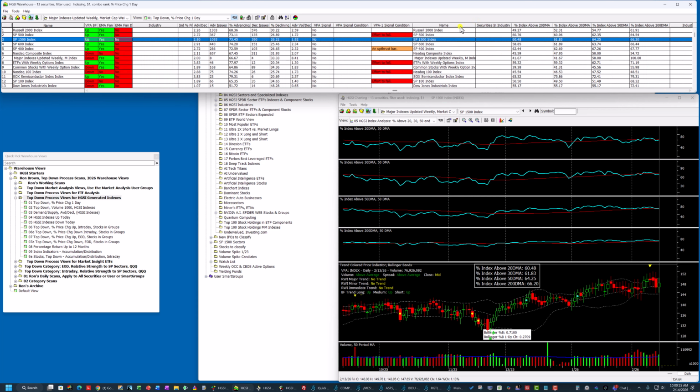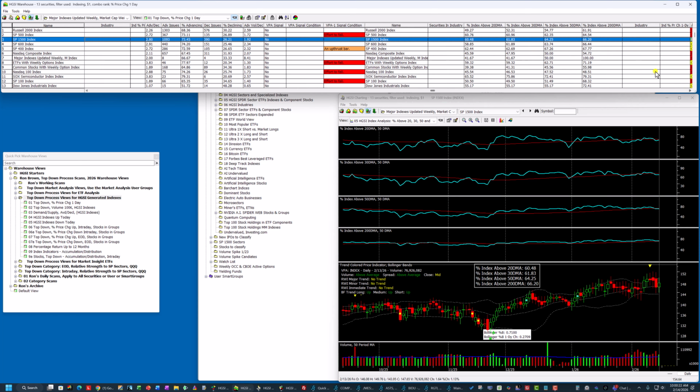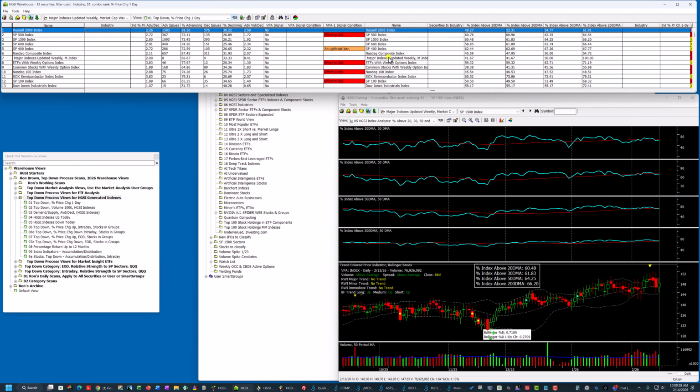Just keep going. The indexes are here in a different column. But now you can see the percentage above the 20, 30, 50, and 200 on all of these indexes, and you can compare them side by side. Now, of course, these are updated daily at the end of the day, and if you do an intraday update, you can build these indexes and see how much strength there is.